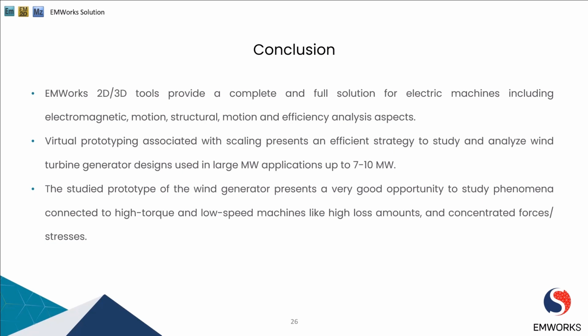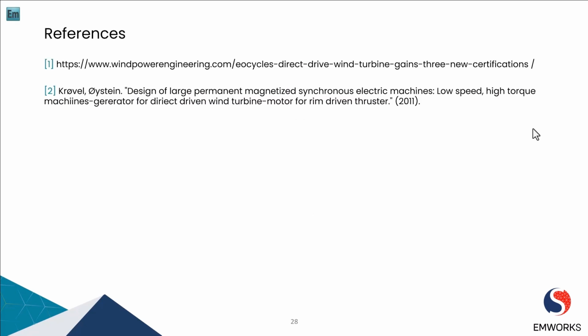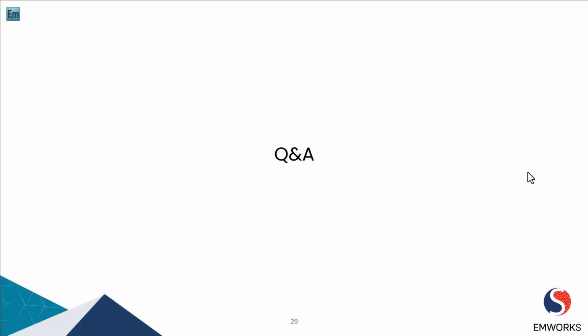The analysis of a specific wind generator prototype using EMWorks tools shed light on crucial aspects related to high torque and low speed machines. This prototype serves as a valuable model for studying phenomena intimately connected with such machines. It provides insights into challenges like significant loss accumulation and concentrated force stresses, offering a solid foundation for further research and design enhancements.